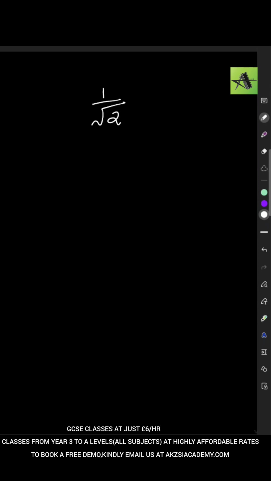So let me start with rationalization, the basic definition. What is rationalization? It's basically the process of removing surds from the denominator of a fraction. Say for example, 1 over root 2. So root 2 is a surd number and that is in your denominator. In the standard form of writing surds, we don't write a surd number in the denominator, we always rationalize it. That surd number is not accepted, we have to remove it, and this process is called rationalization.